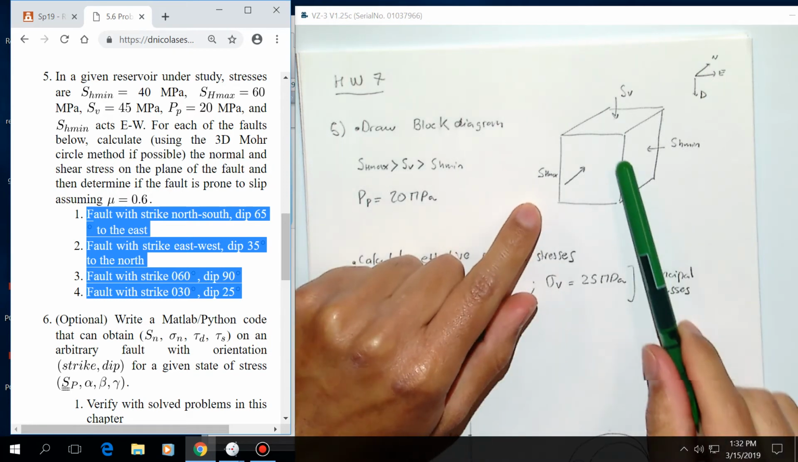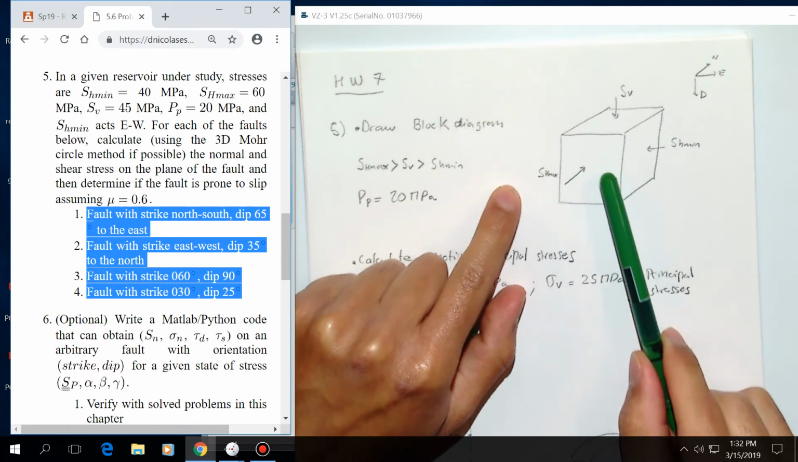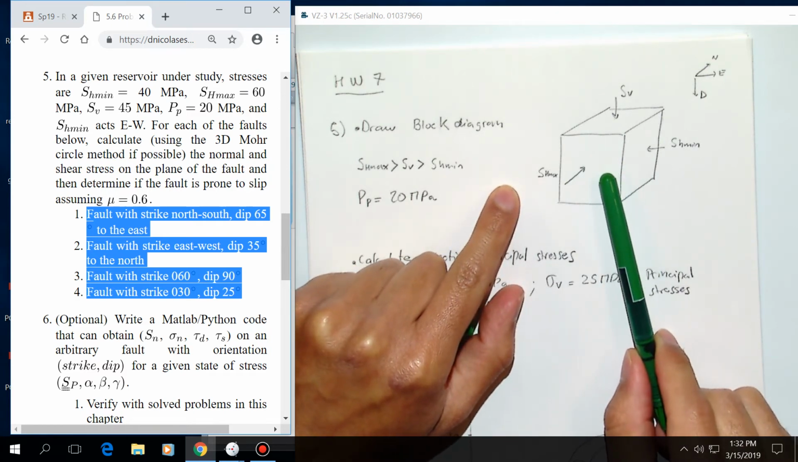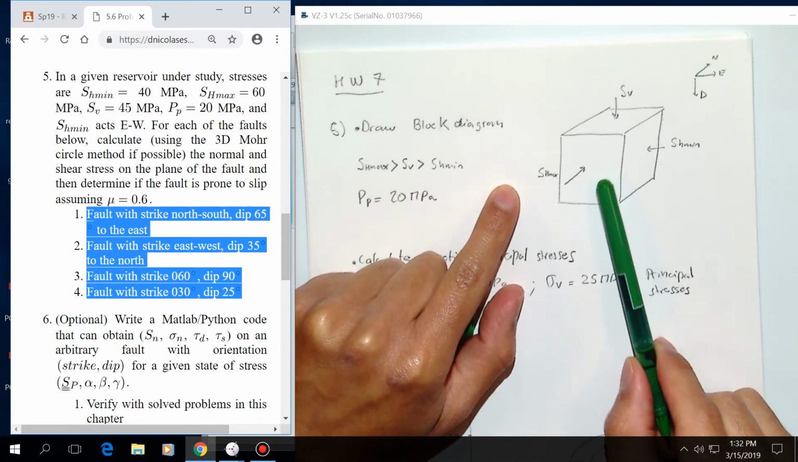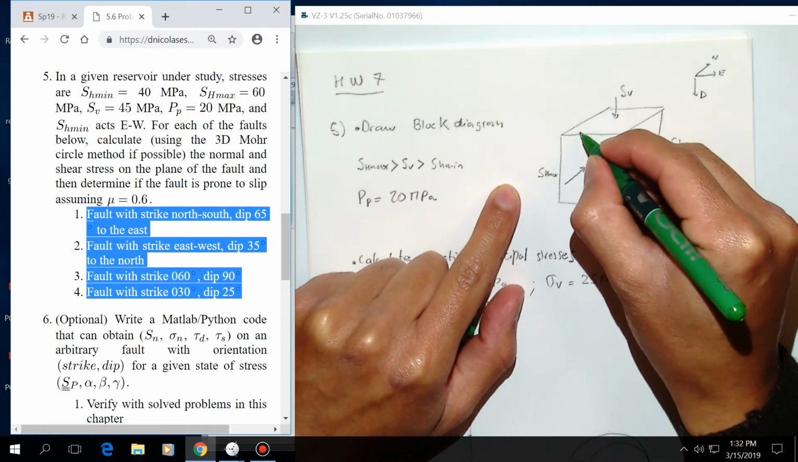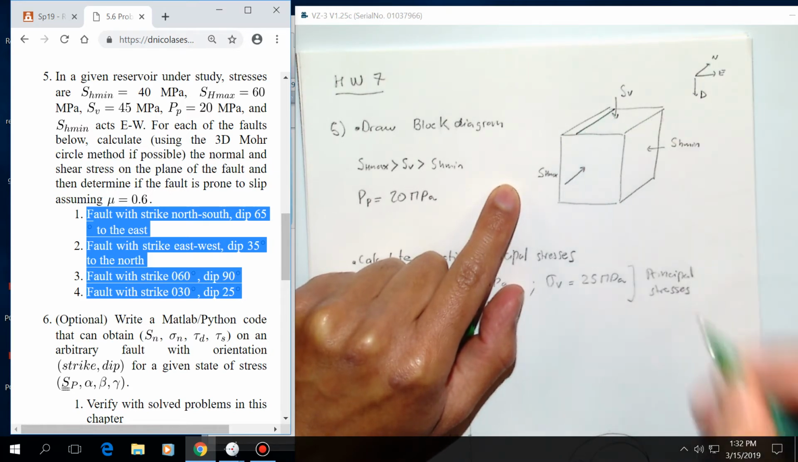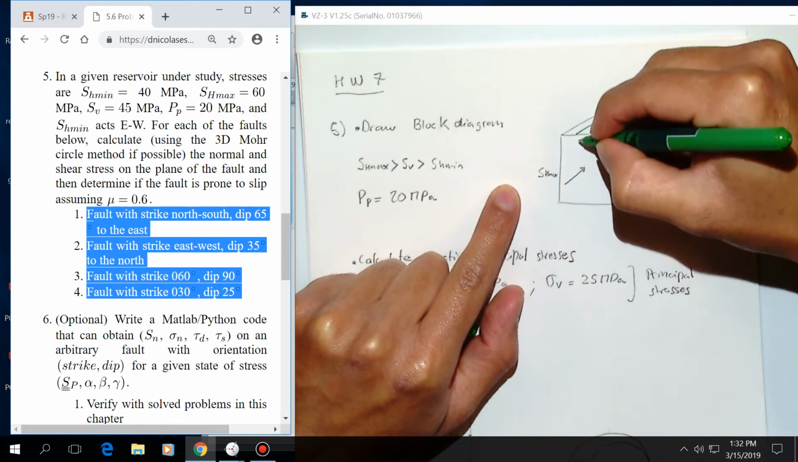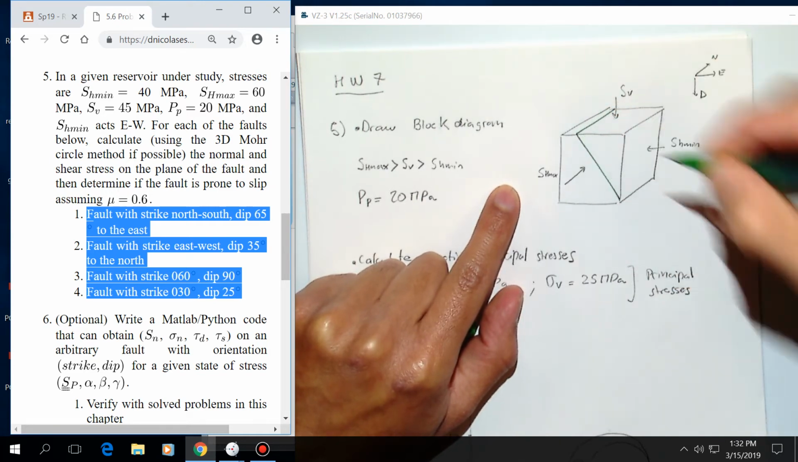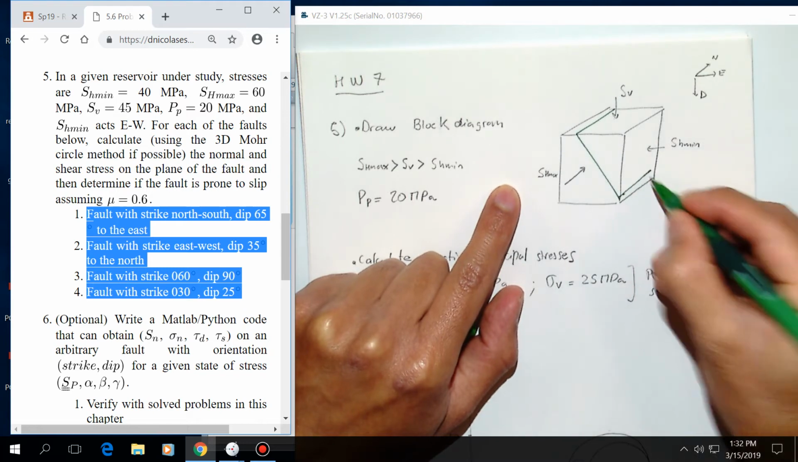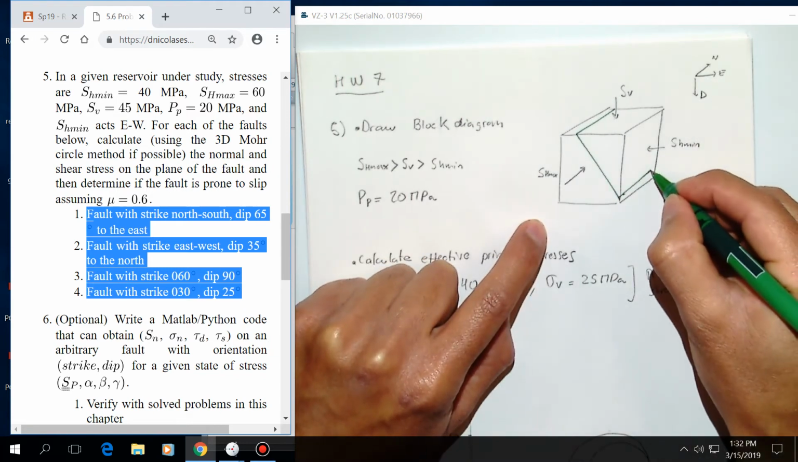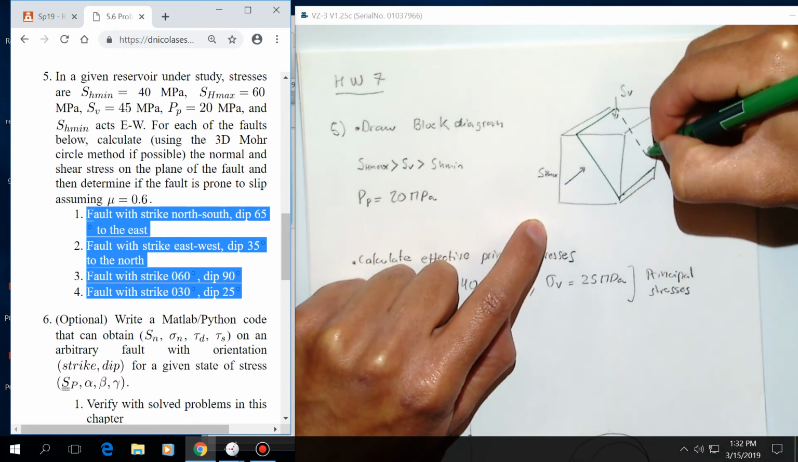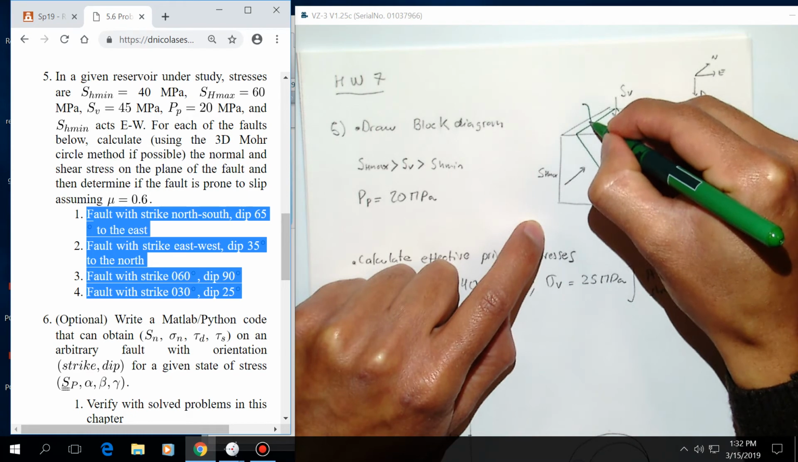So can you see the fault here with those geometrical properties? So first of all, strike north-south. So probably it's going to be a line somewhere over there. And the dip is 65 degrees. So it's going to be steeper than 45 degrees, probably something like that. And this is going to be number 1.